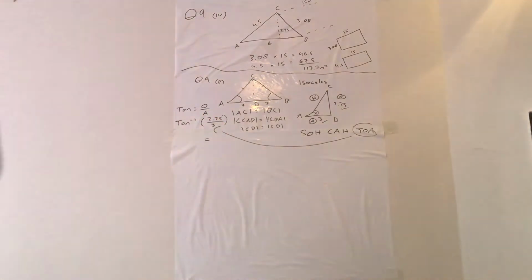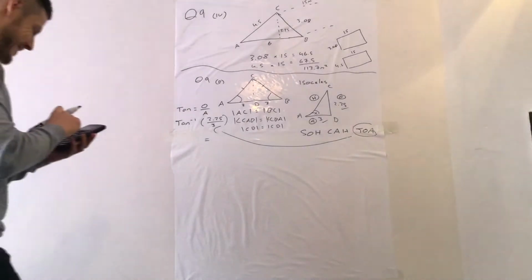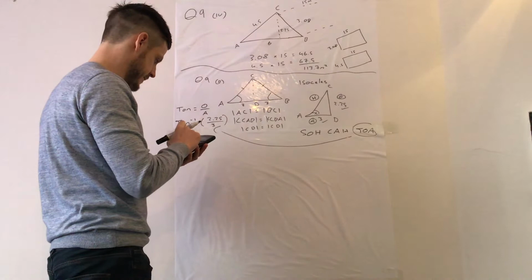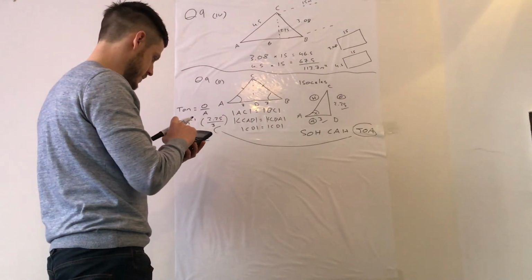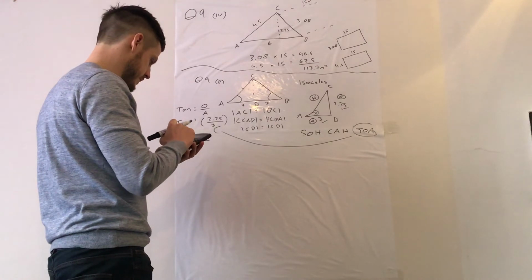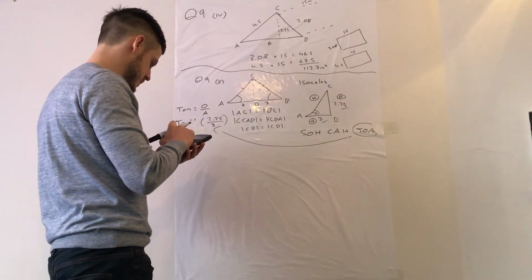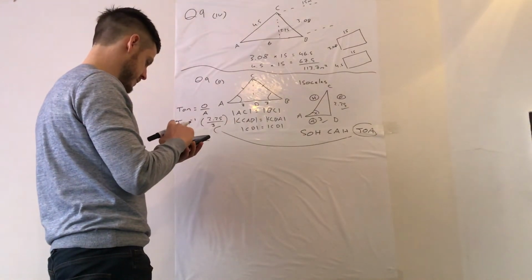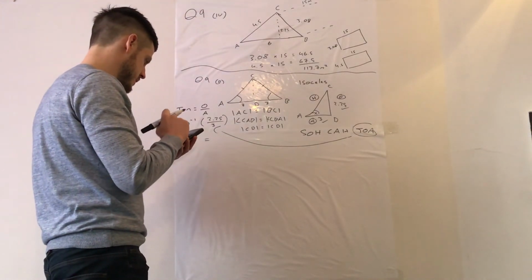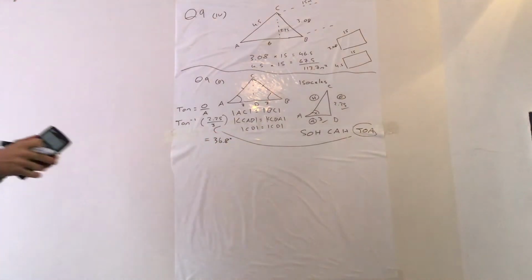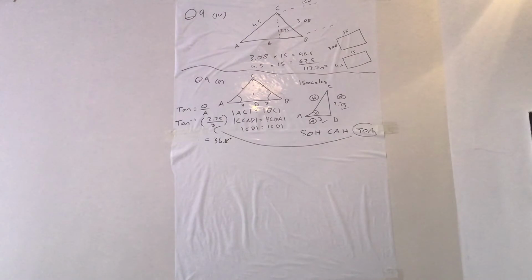I'll do it now, sorry, I forgot to do that calculation. So, second function, tan to the minus 1 of 2.25 divided by 3. I get 36.8 degrees. So it's 36.8 degrees.